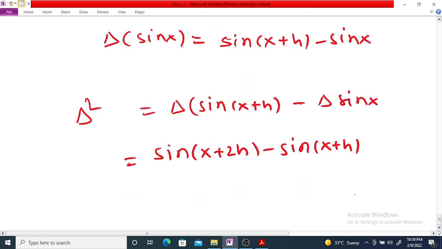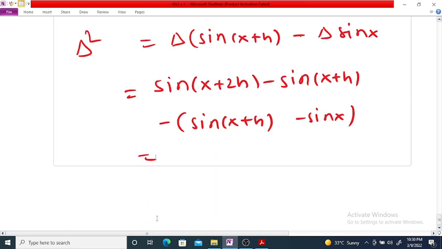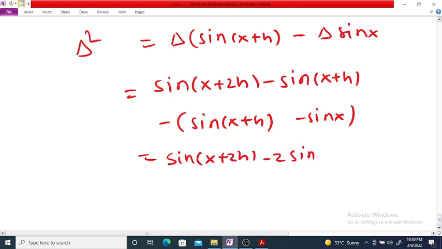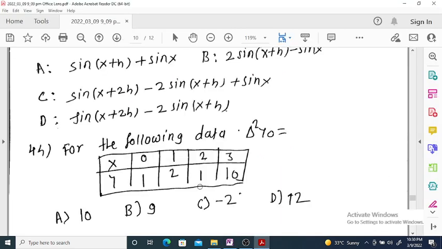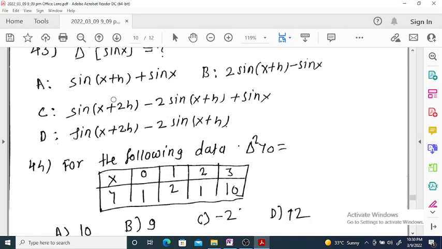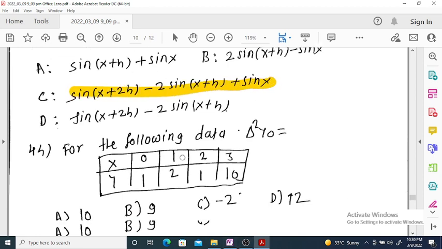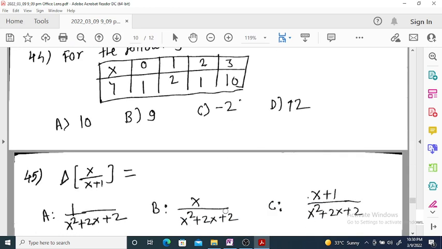Now what is delta sine x? It is sine of x plus h minus sine of x. So with the minus sign, this is nothing but sine of x plus twice h minus 2 times sine of x plus h plus sine of x. So this is the answer for the formula of delta square sine x.